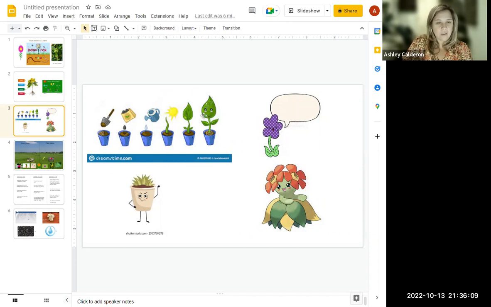Okay, and now if you look closely, there's eyes and a mouth. When we grow plants, real life plants, we don't get eyes and a mouth. So you can see this plant has a speaking bubble because it can talk. Real life plants can't talk. This one is looking like it's dancing around. This one has legs and arms and a mouth. So definitely fake.